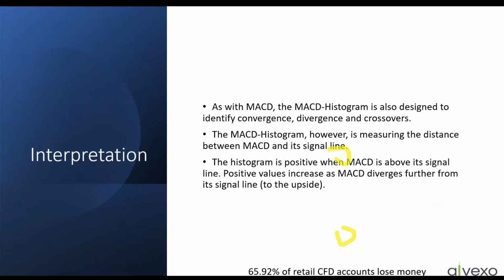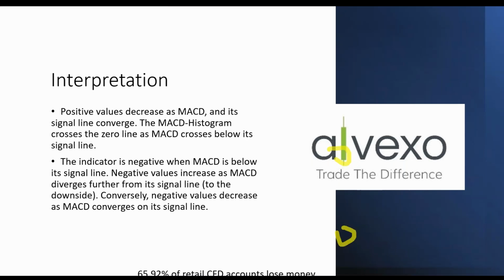So as with MACD, the MACD histogram is also designed to do the same thing, to give us convergence, divergence, and crossovers. The MACD histogram, however, is measuring the distance between the MACD and the signal line. The histogram is positive, or above 0, when the MACD line is above its signal line. Positive values increase the MACD divergence from its signal line to the upside. So it builds those mountain ranges, those peaks and valleys. And those peaks and valleys on that histogram can tell you a lot about the price movement, the trend, and the momentum in that current movement and the speed.